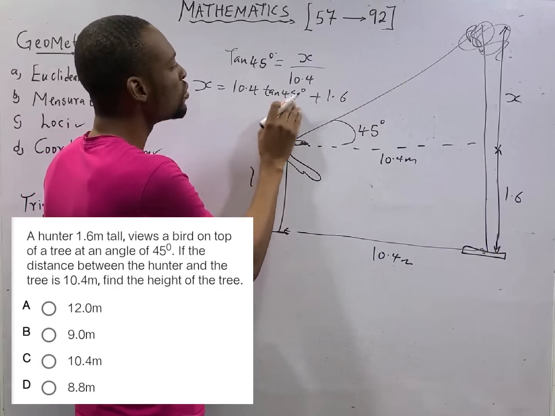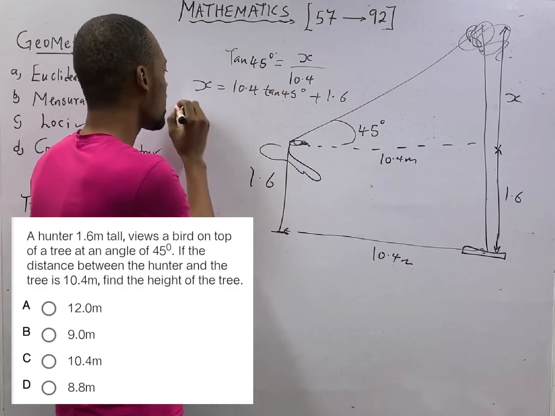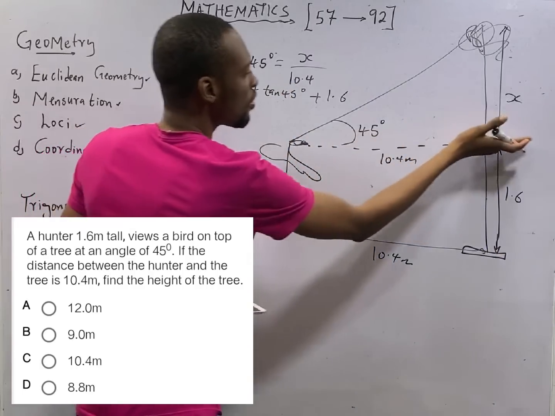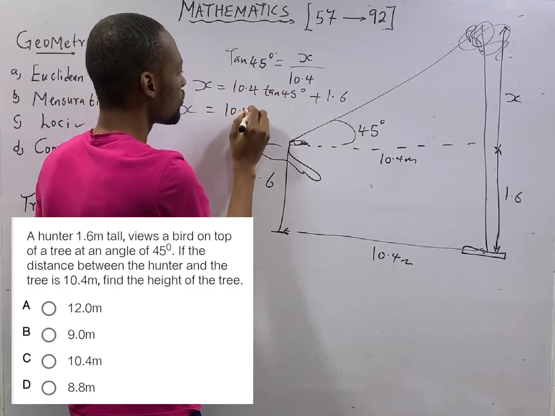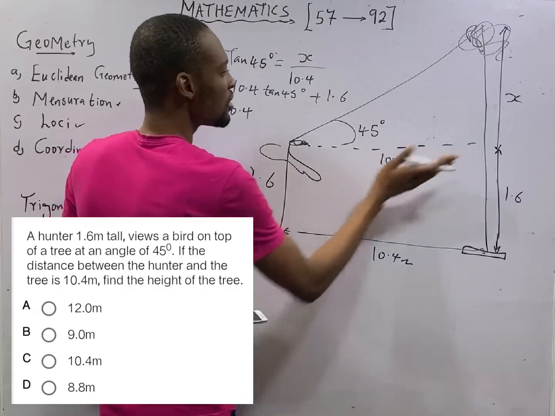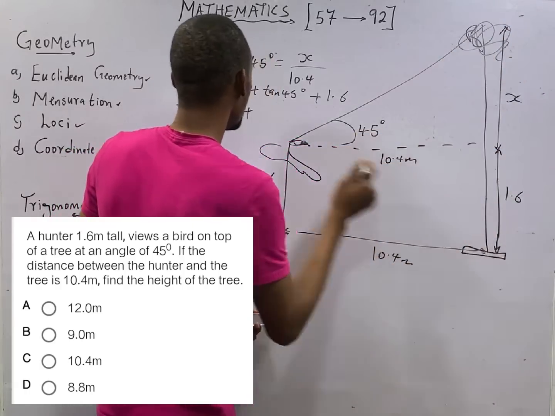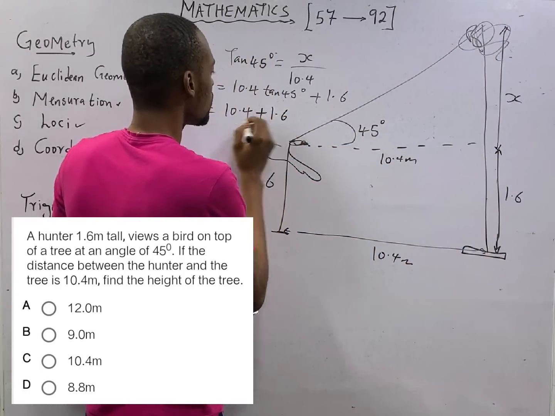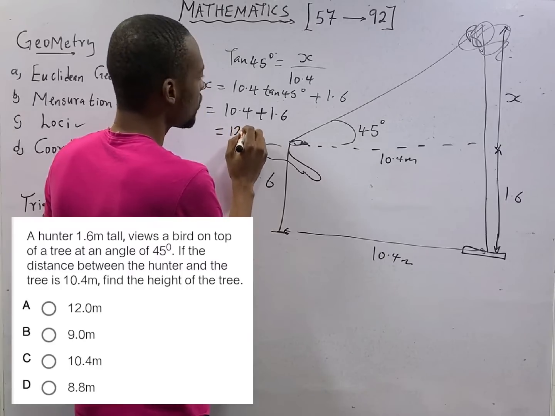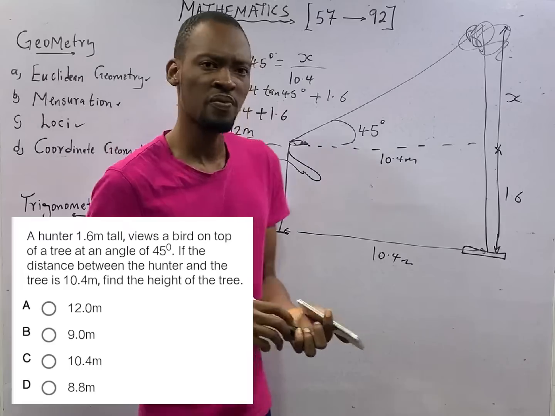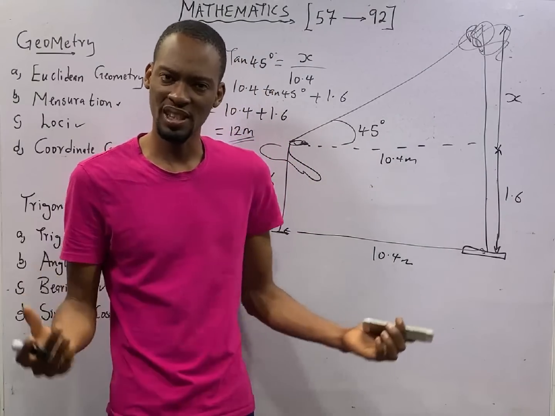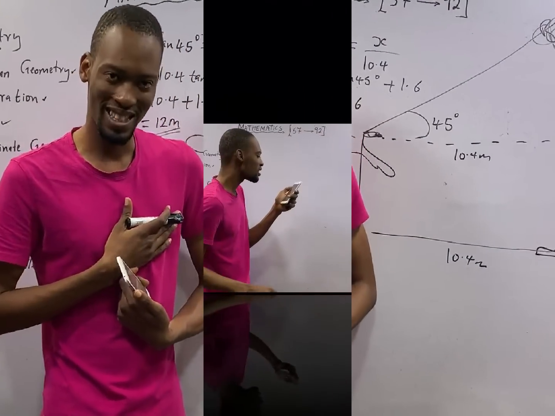This is a special angle, tan 45 degrees, and that is 1. So from here to here is 10.4 times 1. That is 10.4. And the height of the tree is 10.4 plus 1.6, which is 12 meters. So that is the total height of the tree. I trust this makes a lot of sense to you and to me.